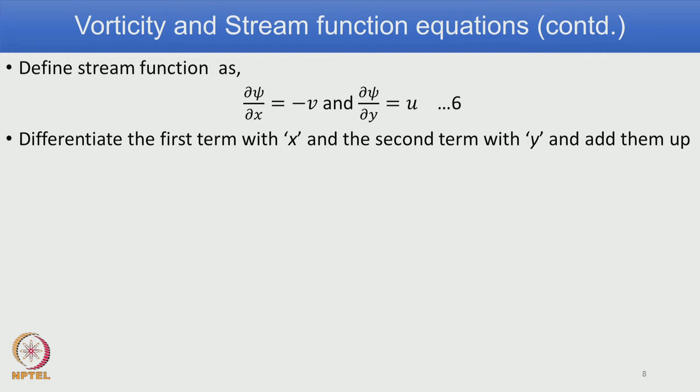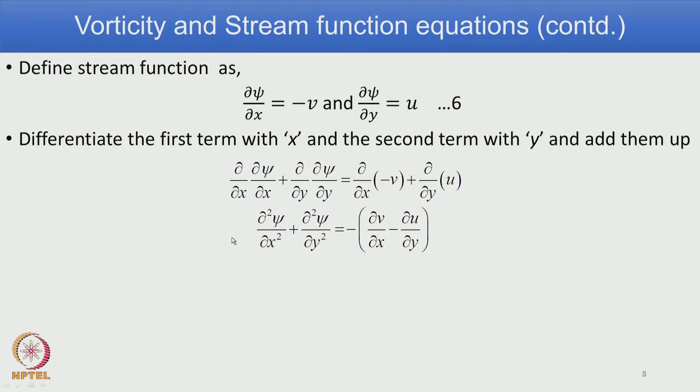Here also we start doing some arithmetic and calculus operations. Take the first term, differentiate with respect to x, take the second term, differentiate with respect to y, and add them up. Dou by dou x of dou psi by dou x plus dou by dou y of dou psi by dou y equal to dou by dou x of minus v plus dou by dou y of u. So, on the left hand side you get dou squared psi by dou x squared plus dou squared psi by dou y squared. On the right hand side you can rearrange a little bit.